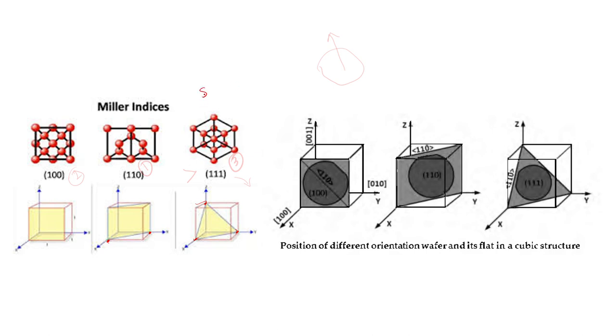So this will be 1, infinity and infinity. It will intersect the x axis at 1, y at infinity and z at infinity. So it will be this plane. This is how we find out which plane is represented using the Miller indices.